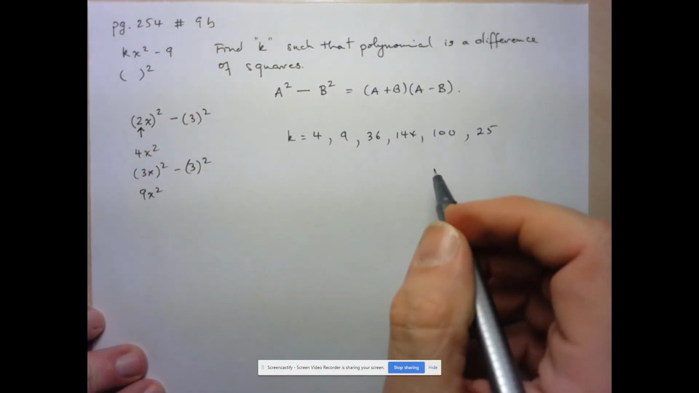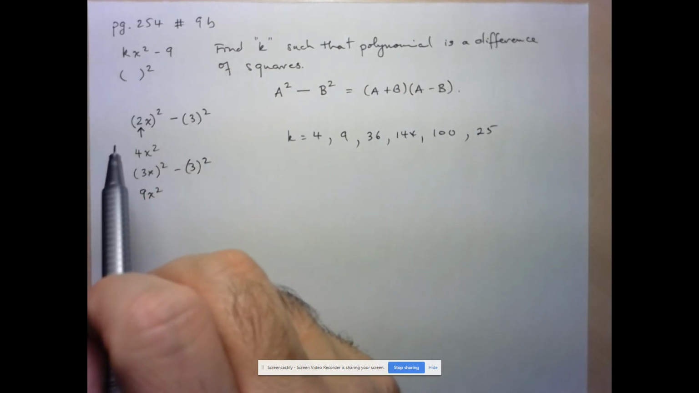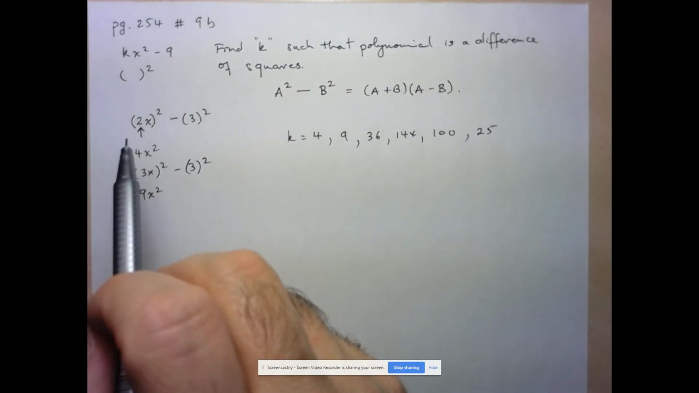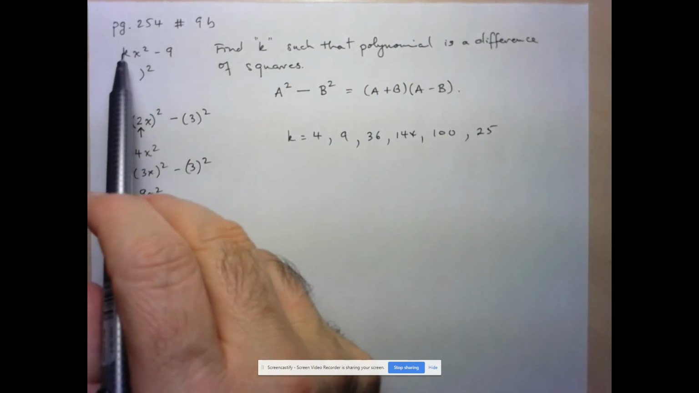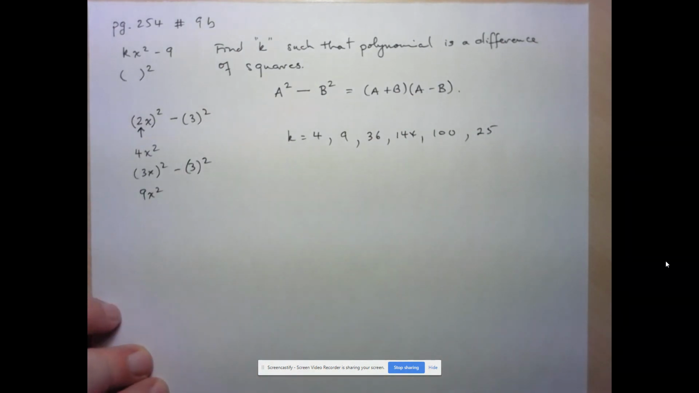So keep in mind that anytime you see the difference of two expressions, the one thing you always want to consider is, can it be a difference of squares? In this case here, they asked us to find k values to make the expression a difference of squares. Okay, that's it for this one.